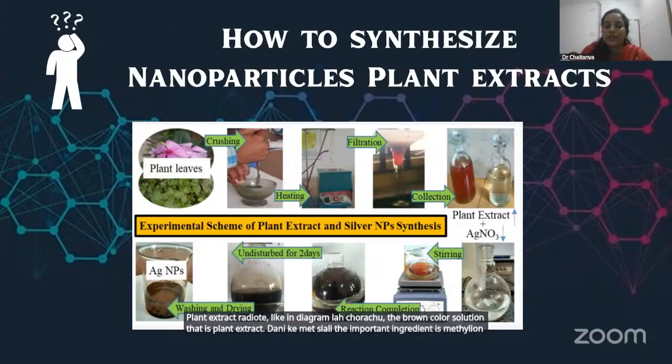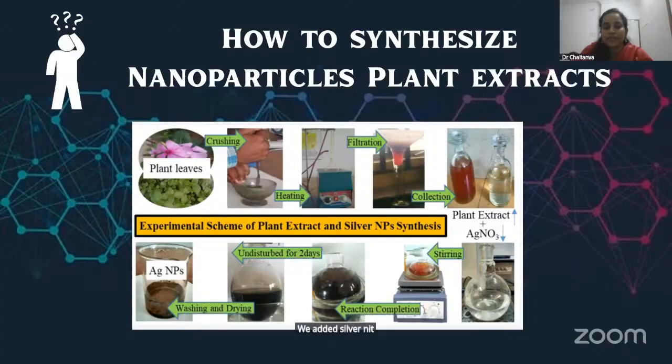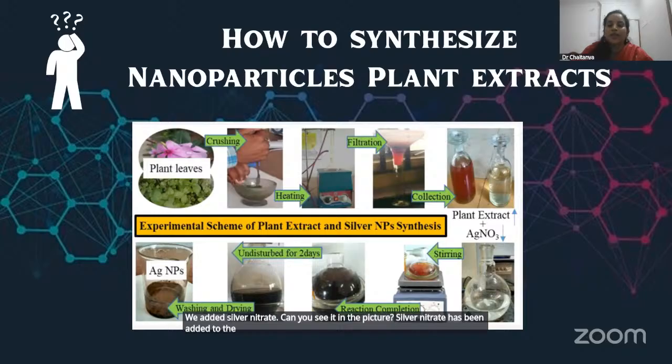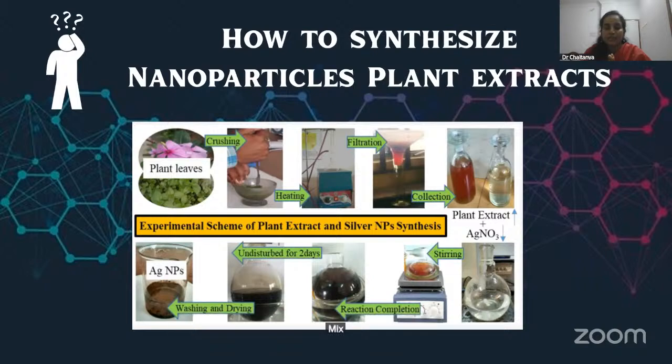So here we added silver nitrate. Can you see it in the picture? Silver nitrate has been added to the plant extract. Now after that we need to mix it properly, because the plant extract has some molecules that have to react with this metal. So proper mixing has to be done.